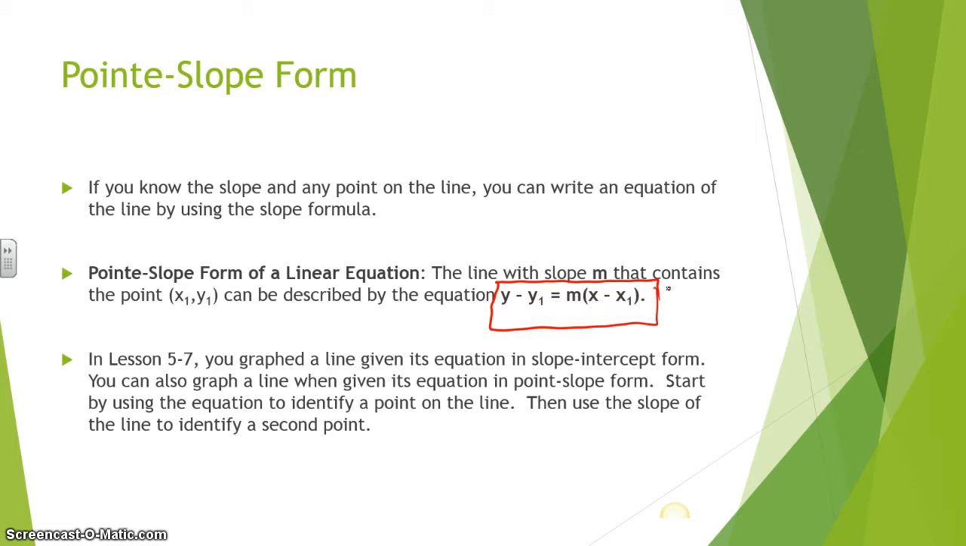In lesson 5.7, you graphed a line given its equation in slope-intercept form. You can also graph a line when given its equation in point-slope form. Start by using the equation to identify a point on the line, and then use the slope of the line to identify the second point. So we're going to get into some examples where we're going to be using the point-slope formula and then graphing points as well.